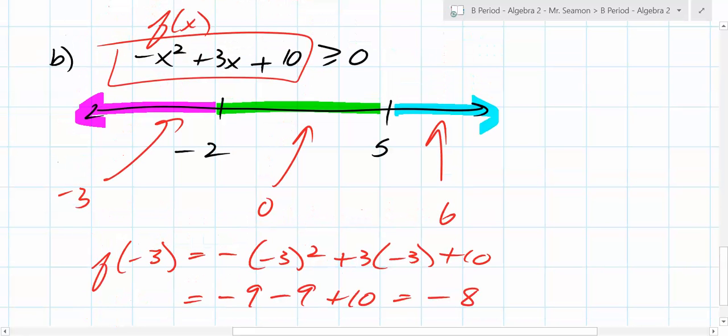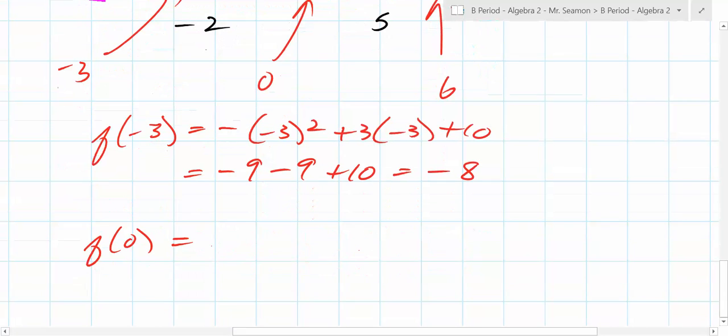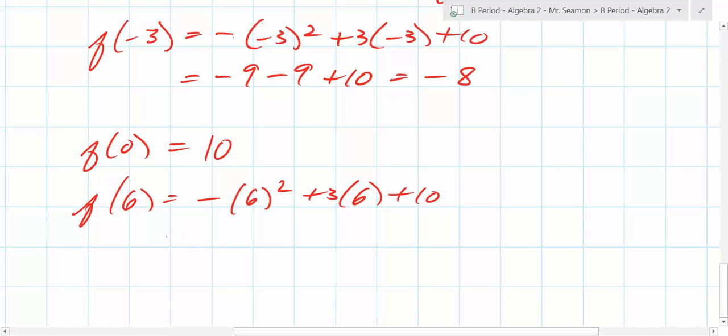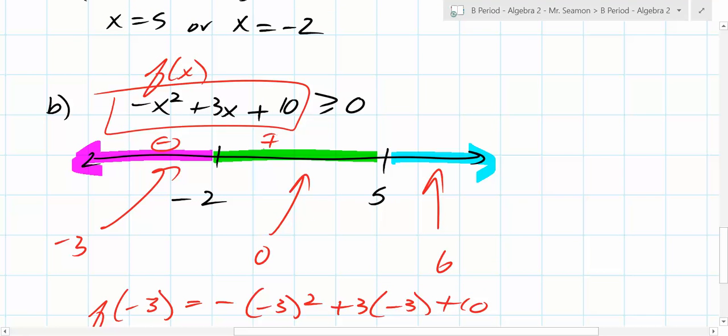So then you have to do f of what? 0? Well, that's going to be what? What's f of 0 going to be? 10. Thank you, Alyssa. And then f of what? 6? Is this kind of big? -6 squared plus 3 times 6 plus what? 10? -36 plus 18 plus 10, so it's plus 20, so it's -8. So it goes what? Negative, positive, or?